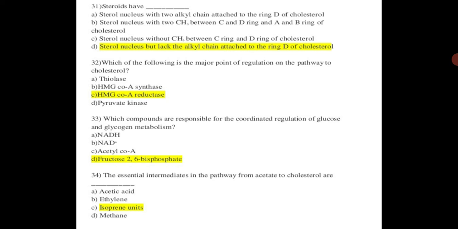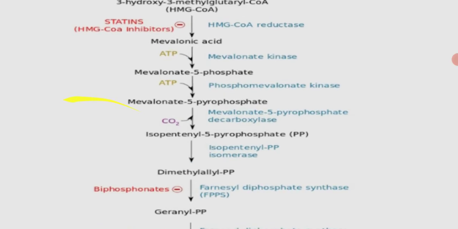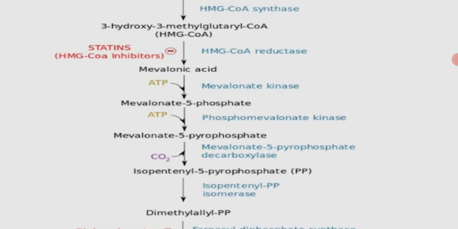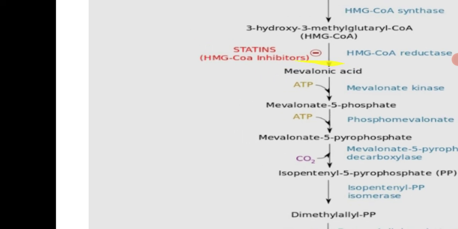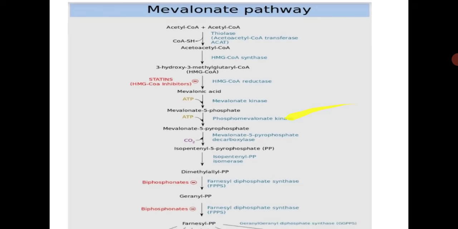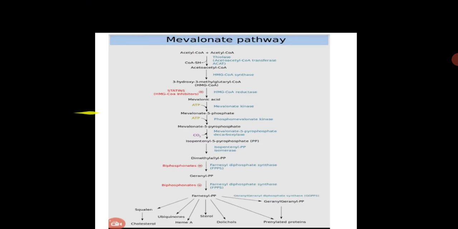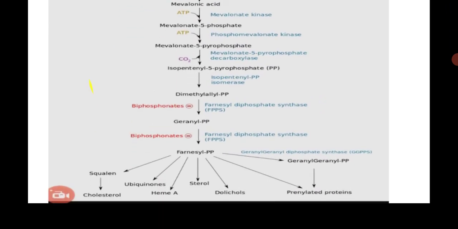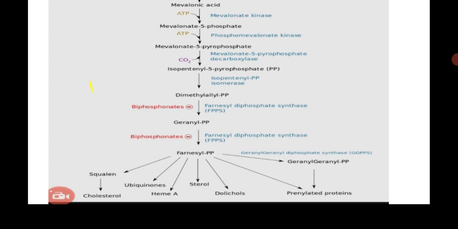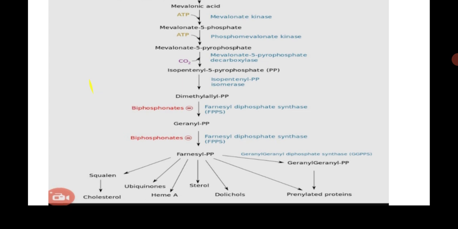Question number 32. Which of the following is a major point of regulation of the pathway to cholesterol? Answer of it is HMG-CoA reductase. HMG-CoA reductase is the correct answer for this question. The mevalonate pathway is a pathway where there is a formation of cholesterol, squalene, ubiquinones, sterols, dolichols, heme A, and geranyl pyrophosphate.